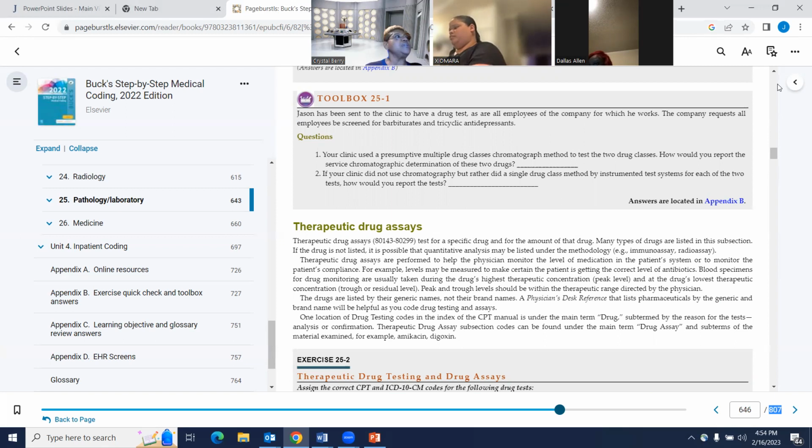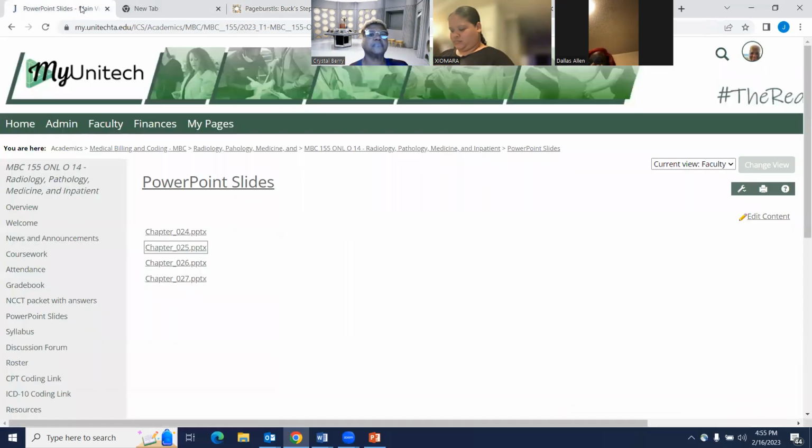In what section would you find codes used to report venipunctures and arterial punctures? A, surgery, B, EM codes, C, medicine, or D, pathology laboratory? In what section would you find codes used to report venipunctures and arterial punctures? Ready?